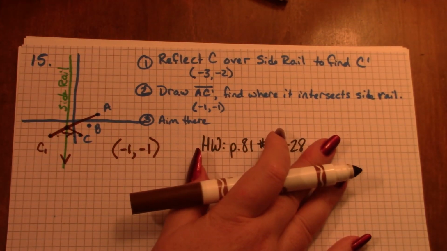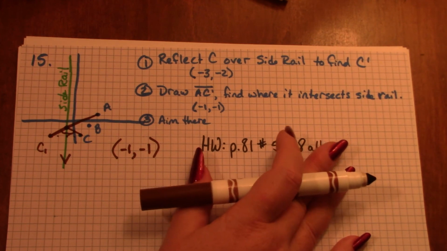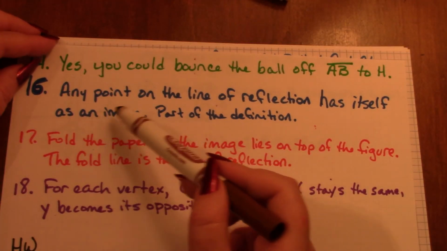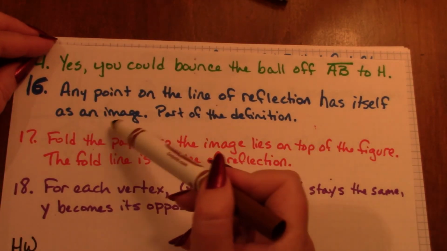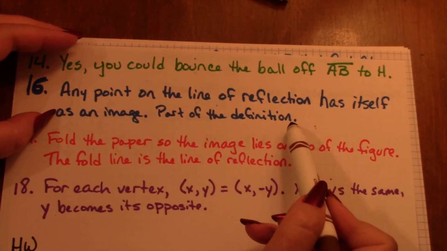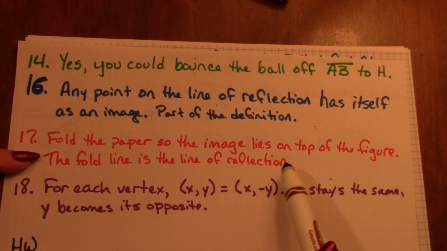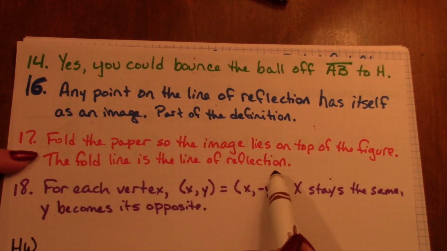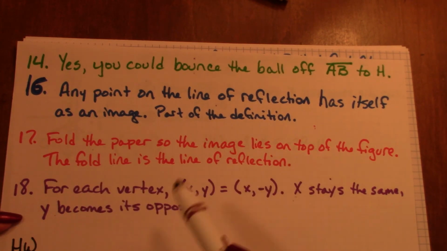So try to do questions 16, 17, and 18, and pause here, come back when you're done. Number 16, any point on the line of reflection has itself as an image. So if it's on the line, it is its own image. It's part of the definition. Number 17, you can fold the paper so the image lies on top of the figure, and then the fold line is the line of reflection. And number 18, for each vertex, (x, y) goes to (x, -y). The x stays the same and the y becomes its opposite, the negative.